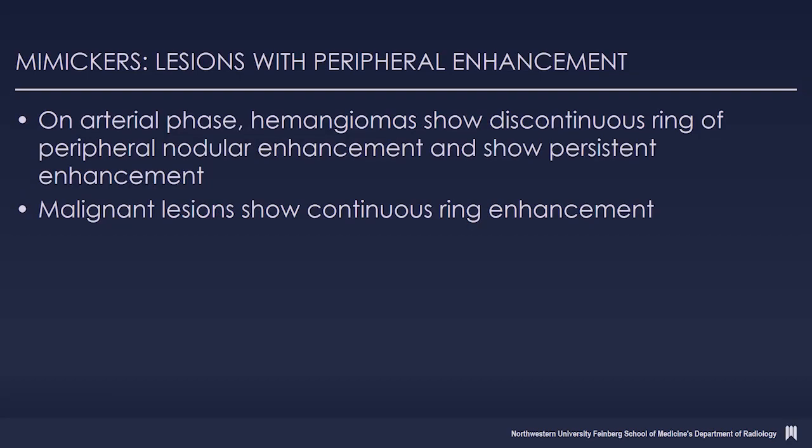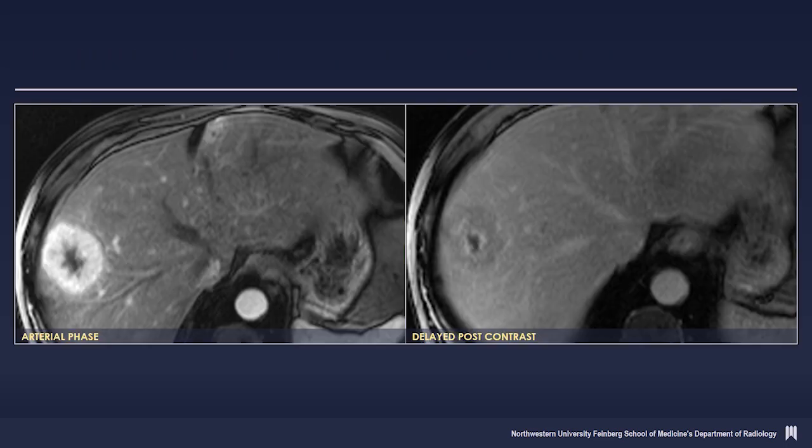So hemangiomas, as I mentioned, tend to have discontinuous ring of enhancement with peripheral nodular enhancement, and then they show progressive centripetal filling in with persistent enhancement. In contrast, malignant lesions can show that continuous ring of enhancement. And as illustrated here, which we better often see on MR than on CT, what does this show?